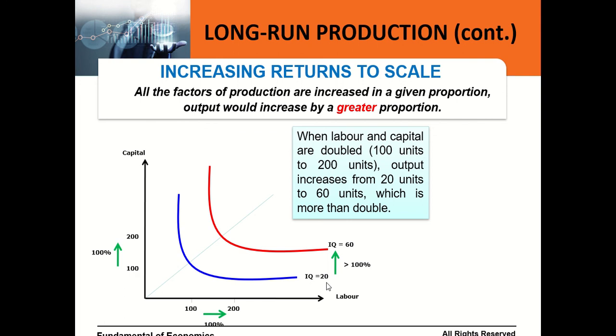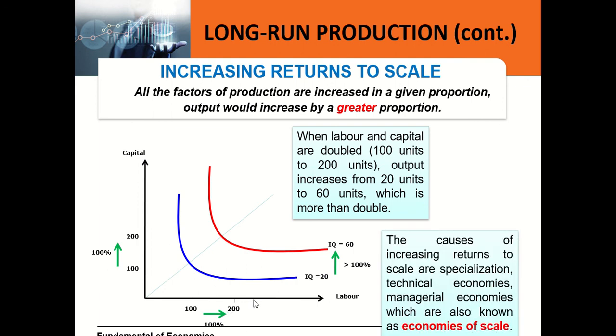For example, here from 20 it increased to 60. So it is more than 100. How do you know that? Because 60 minus 20, divided by 20, times 100, so you will get the answer. It is more than 100%, therefore it is called increasing. What does it mean by increasing return to scale? As I increase the capital and labor in proportion, meaning equally 100 and 100, the output, the IQ, increases more than the proportion that you have in the capital and labor here.